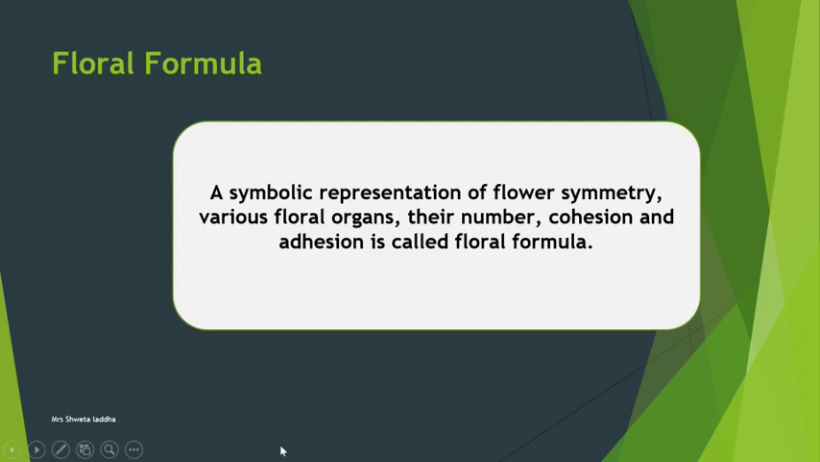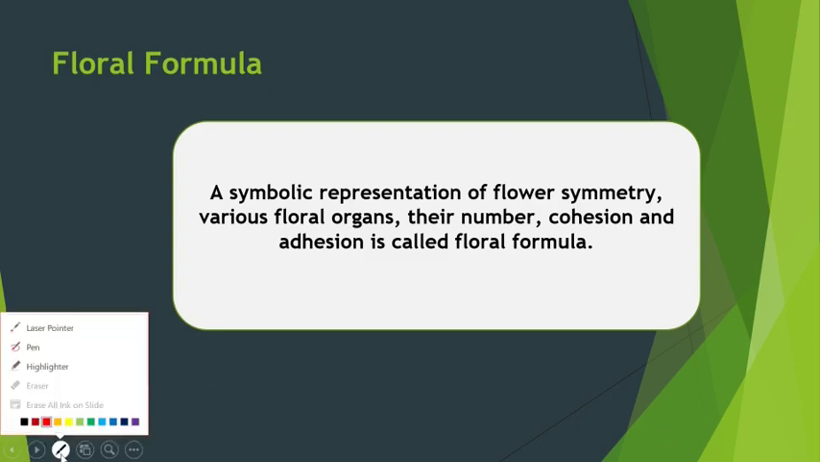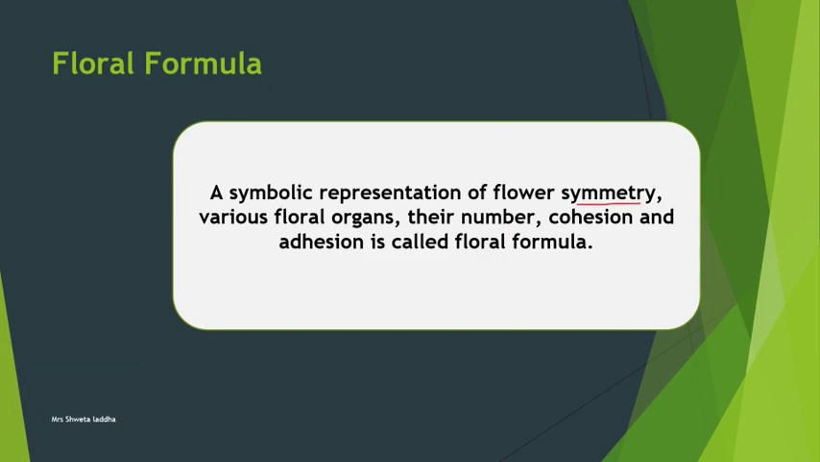Symbolic representation of a flower. What are we going to represent here about the flower? About the symmetry of the flower, about the various floral whorls that are present, their number, how many members of that whorl are present, whether they show cohesion, that is whether they are attached to the members of the same whorl, or adhesion. Adhesion is when they are attached to the members of other whorls. All these things we can describe using a formula.